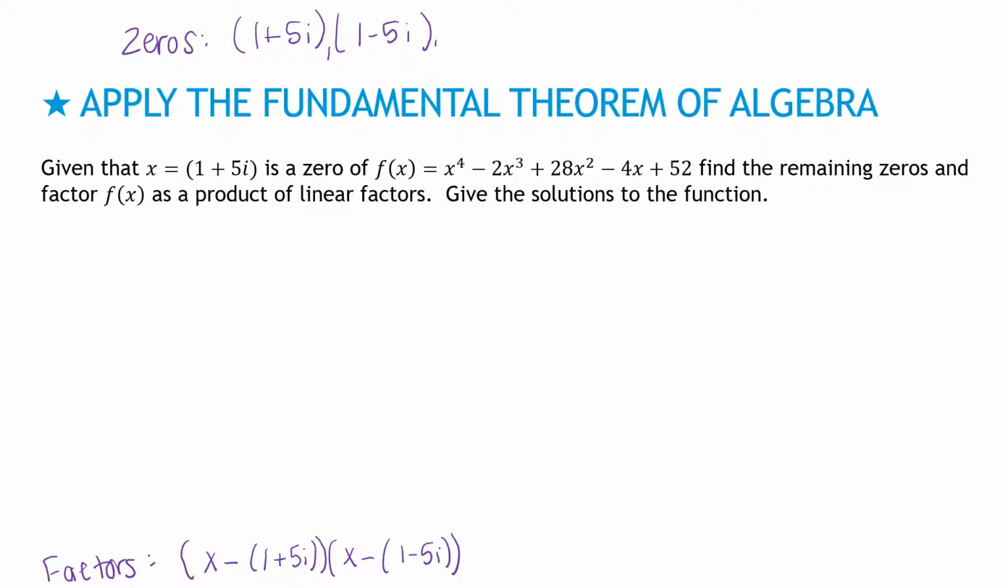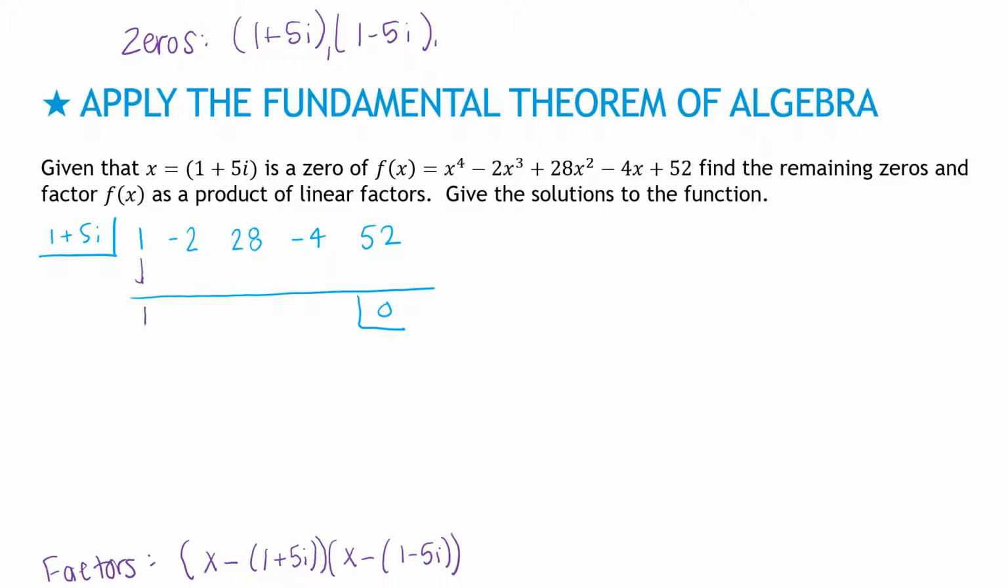And now I just need to see what's left over, just like I did last time. So let's get cracking. I will start by putting 1 plus 5i inside the box. I'm going to use 1, which is x to the 4th. X to the 3rd is negative 2. X squared is 28. X to the 1st is negative 4. X to the 0 is 52. Make sure you get those signs right. Again, because we're given it's a factor, we should end up with 0. So let's see how we do.